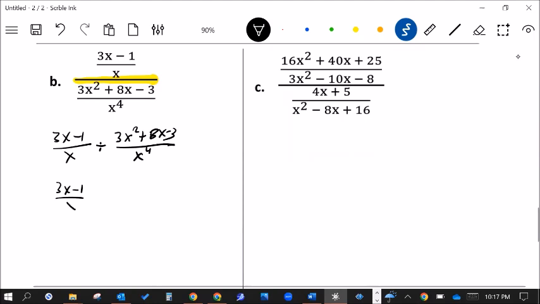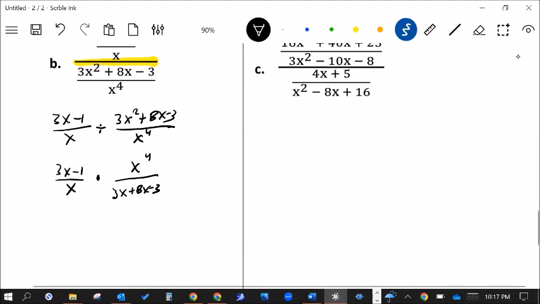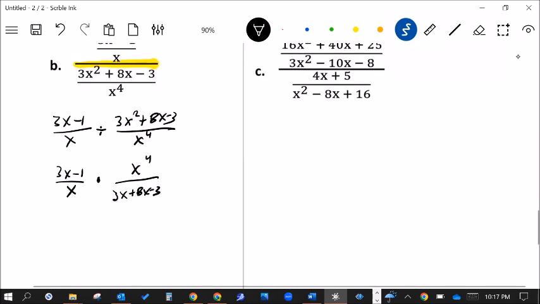So it's 3x minus 1 over x times x to the 4th power over 3x squared plus 8x minus 3. Well, this bottom one, I think we can factor that, and we can if we do it this way. That will be 3x minus 1 and x plus 3. So you can do it with different factoring techniques, but you end up with that.